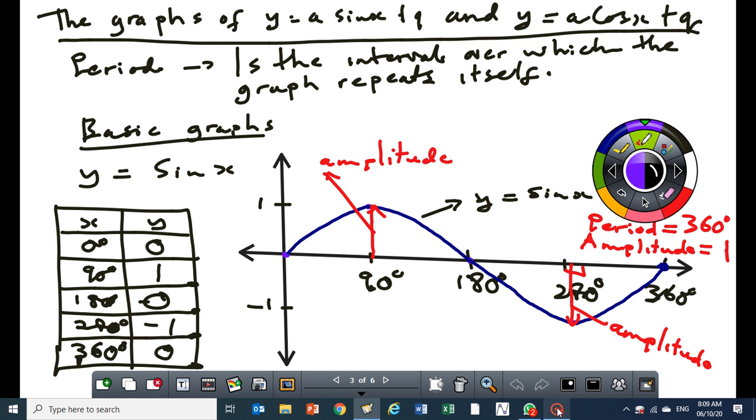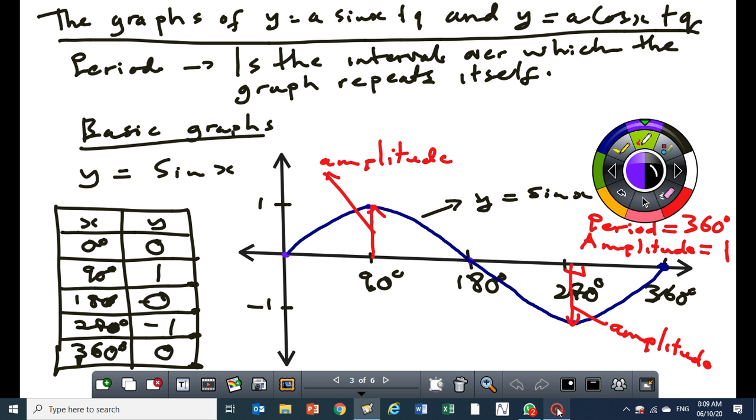Alright. The period is the interval over which the graph repeats itself. It is an interval such that the graph will repeat itself in terms of the shape. So you must know that definition of period. It is an interval over which the graph repeats itself. In physics, the definition of period is the time taken to complete one oscillation.